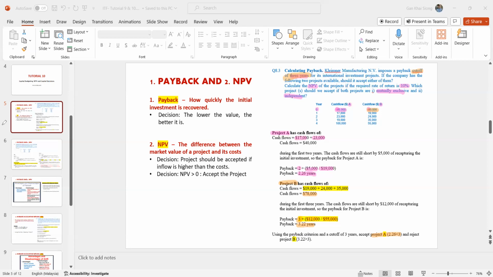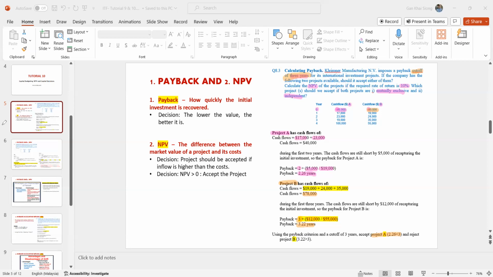So therefore, it will be a bit biased because some investments, especially research and developments or innovations, will usually generate even higher returns in the subsequent years after you cover all the investment costs. So payback period does not recognize all the positive cash flows in the upcoming years. Therefore, it results in biasness.